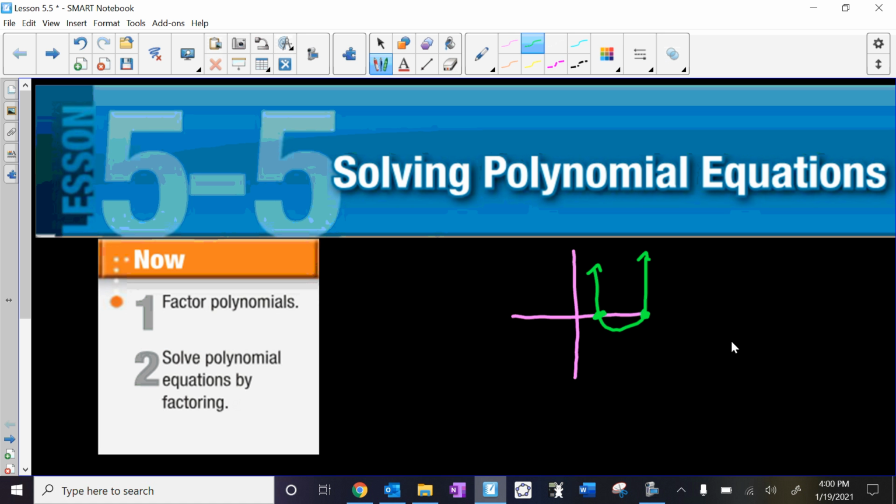The solutions to the quadratic was where it crossed the x-axis. It's no different when we deal with a polynomial. If I ask you to solve a polynomial, I'm asking where does it cross the x-axis? And one of the ways that we can solve polynomials is by factoring. So we're going to look at some factoring techniques that could be used to solve some polynomial equations. Once we look at some factoring techniques, then we will actually solve polynomial equations by factoring.